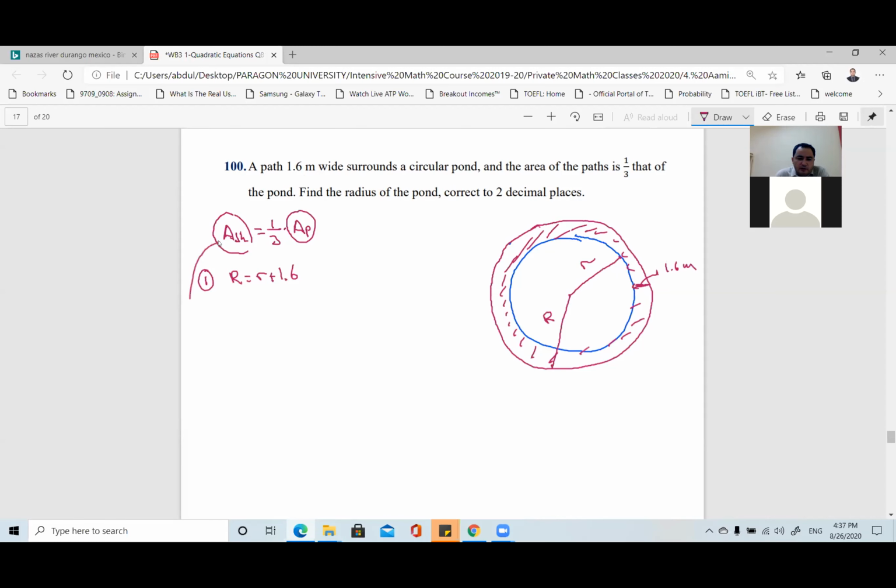From here, the shaded region, what is it? It is pi times capital R squared, equals 1/3 times, how about the pond? It is pi times r squared. Now we know what capital R is, substitute here. Pi cancels, multiply both sides by 3. So we have 3 times (r plus 1.6) squared equals r squared.